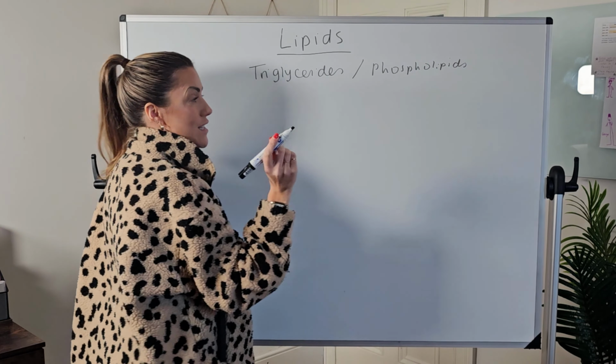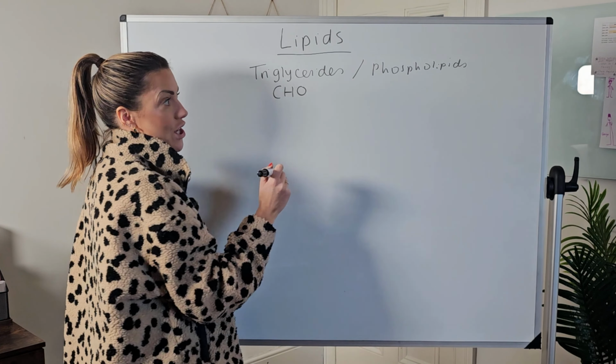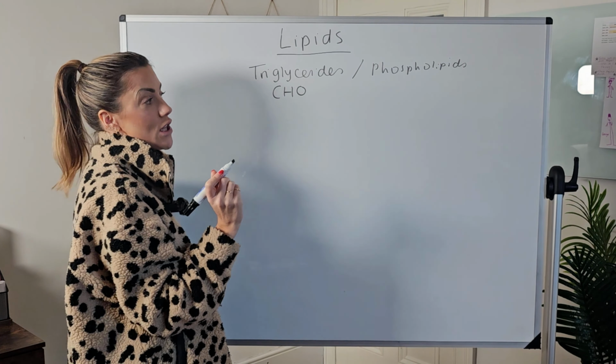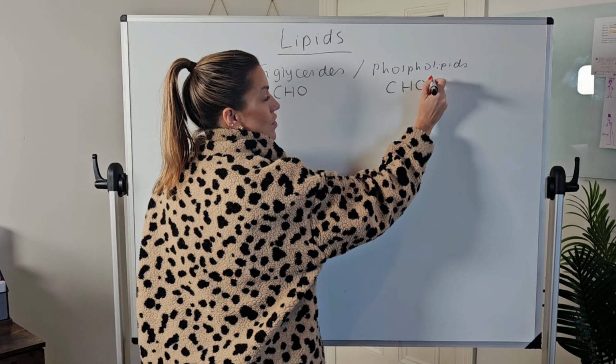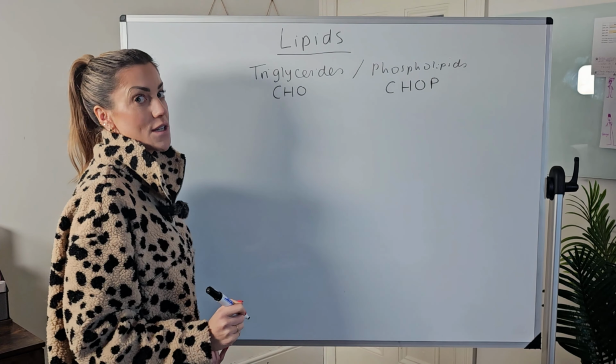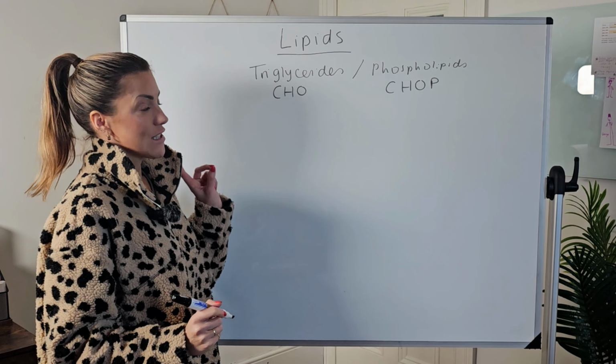Now, triglycerides contain the elements carbon, hydrogen, and oxygen. Obviously, phospholipids also have that phosphate group. So they have carbon, hydrogen, oxygen, and phosphorus as well, which is found in the phosphate group. Let's look at triglycerides first.